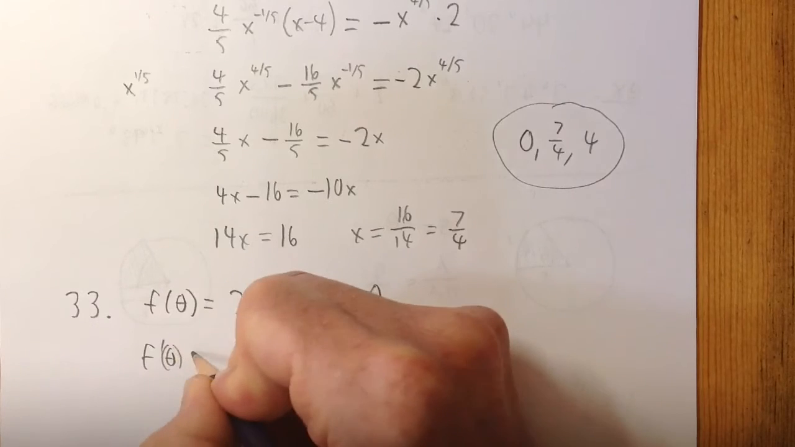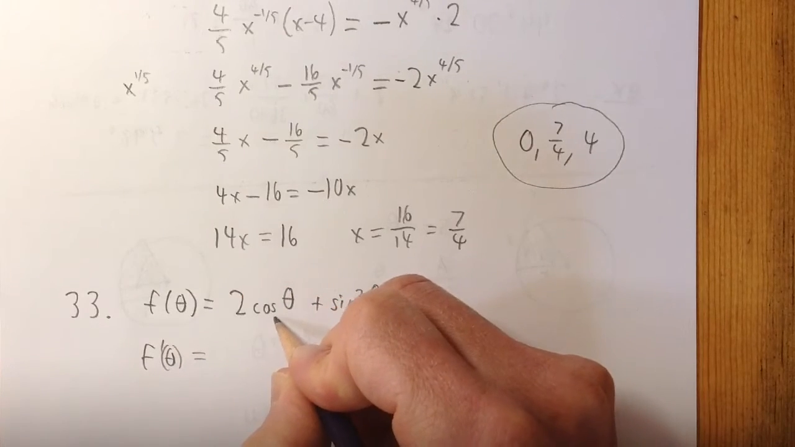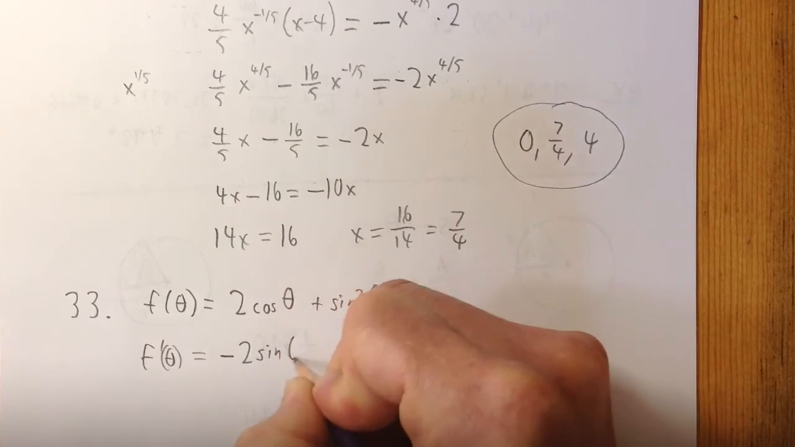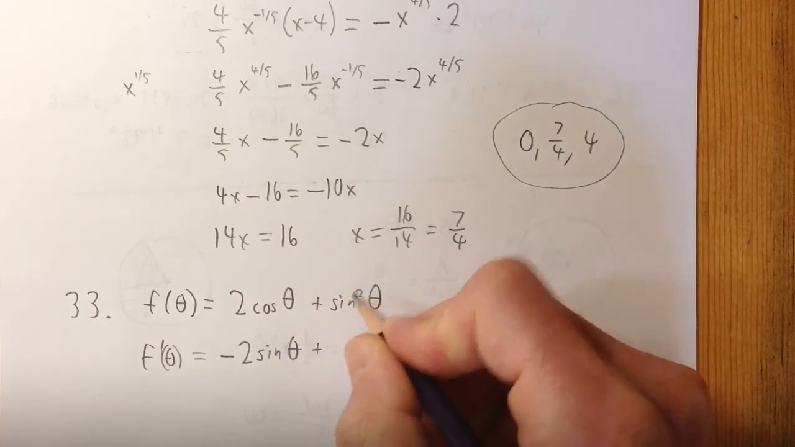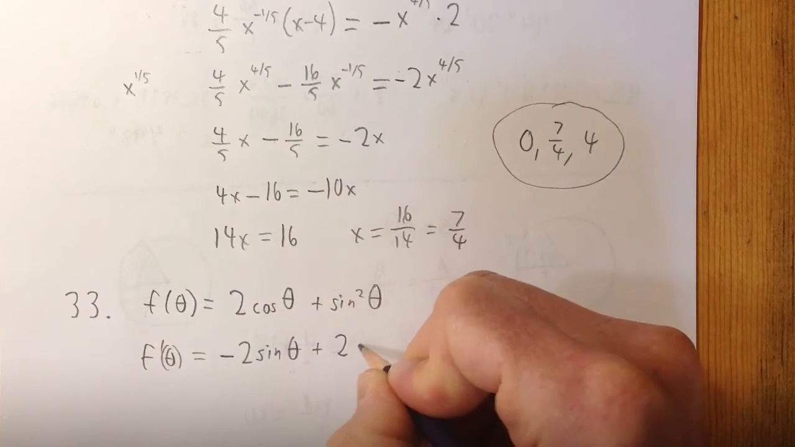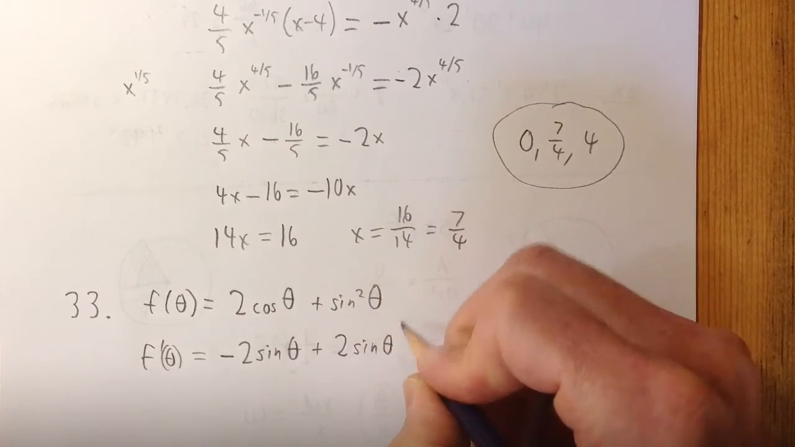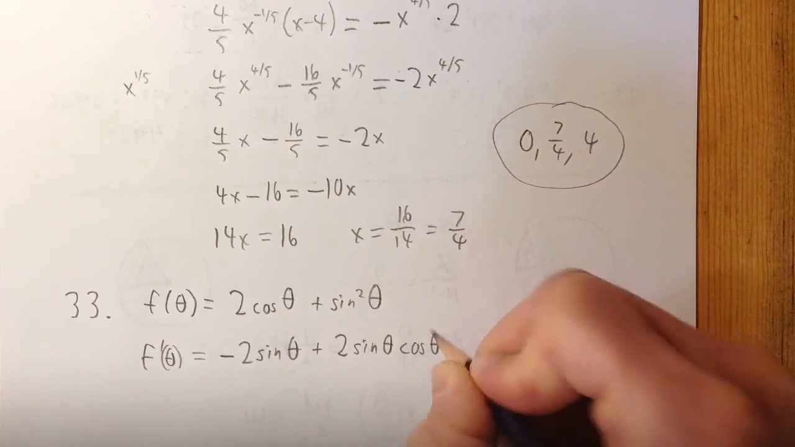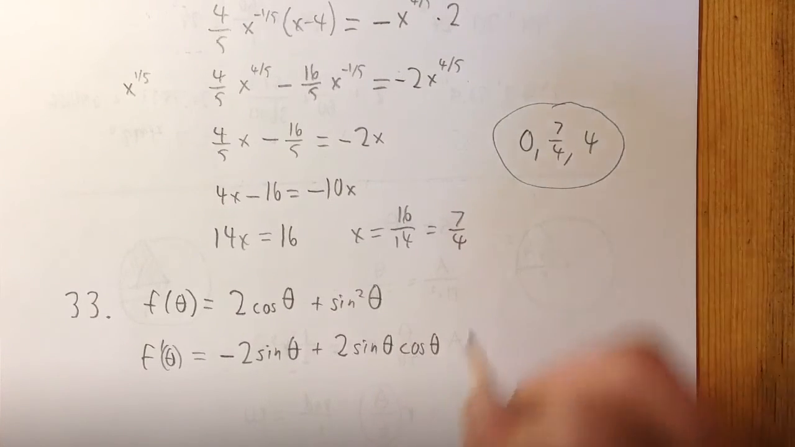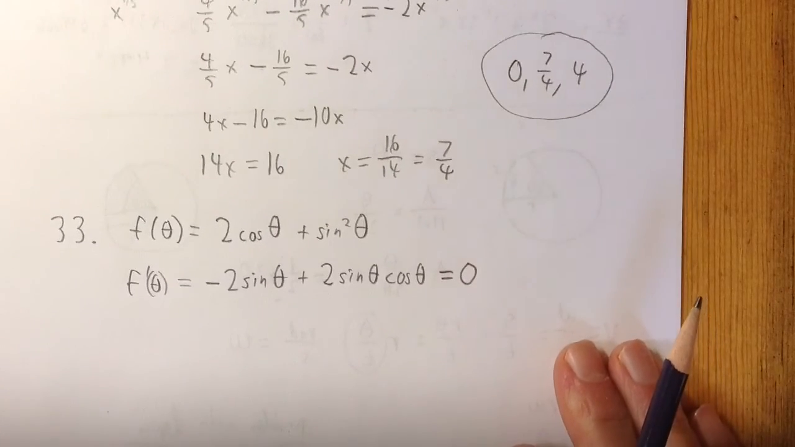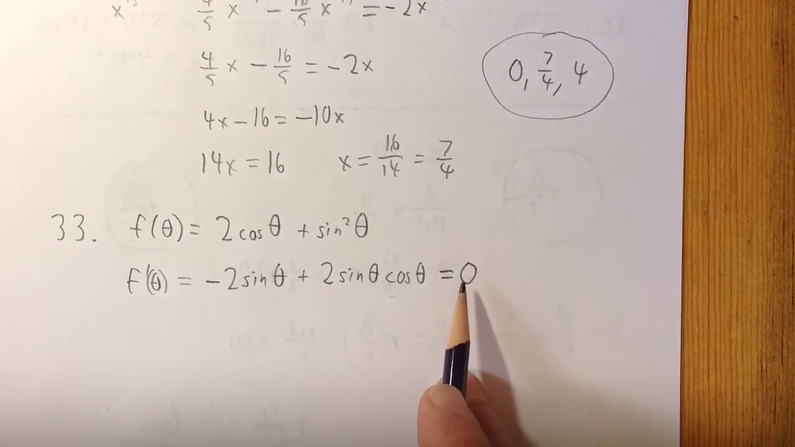F prime of theta is, derivative of cosine is negative sine, so it would be negative 2 sine theta, plus, our derivative of anything squared is 2 times it times the derivative of what's inside, which is sine. So that's just cosine. Derivative of sine is cosine. And we want to find out when that's 0. First off, we look, is it infinity? No, there's nothing weird about sines and cosines being infinity, so there's none of those weird ones. So we just want to know when it's 0.